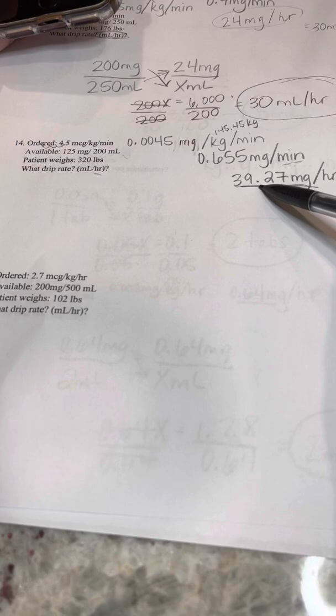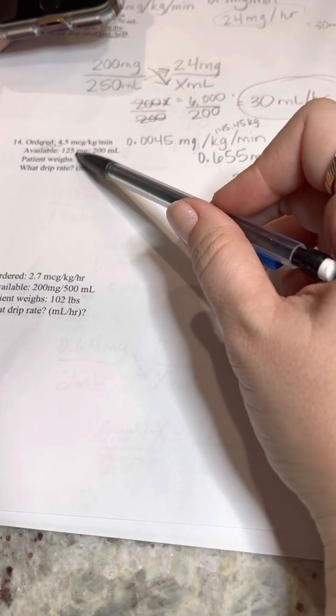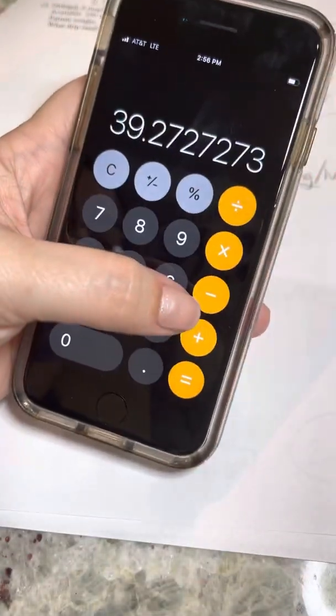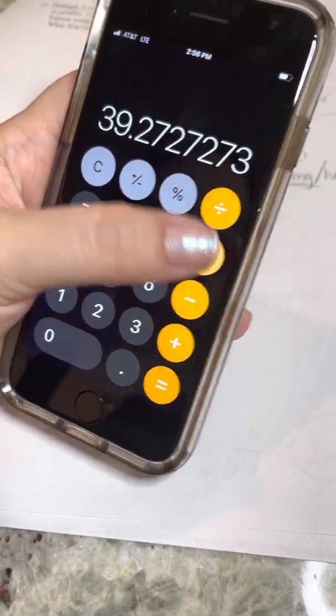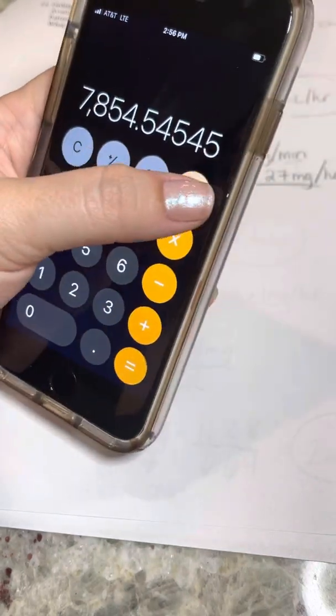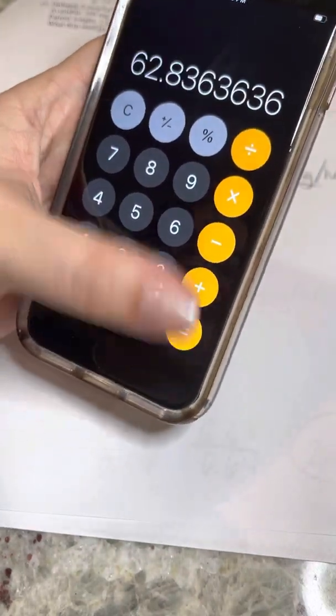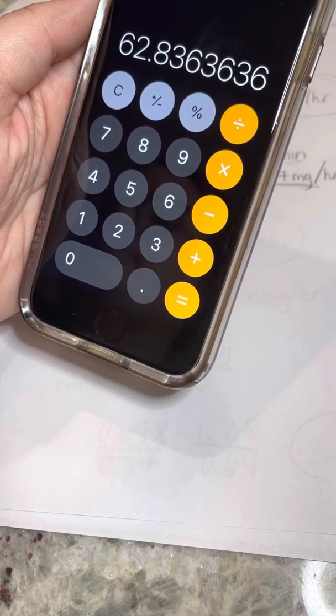So fast way, we're going to take 39.27 times 200 divide by 125. We still have this in our phone, so we'll keep going. Times 200 divide by 125. And we get 62.84. No, sorry, that's mLs. mLs per hour. All right, that's our answer.